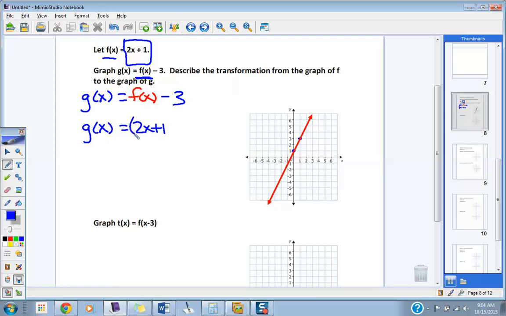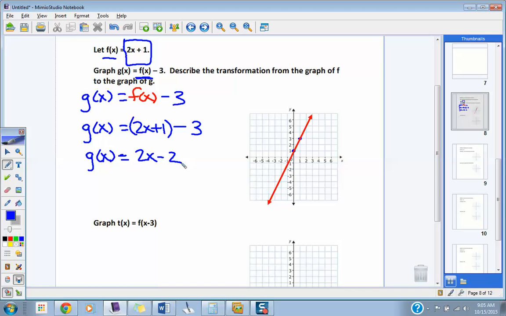1. What is this replacing again? What's this replacing though? F of x. And then to that we are going to subtract how much? 3. Subtract a 3. All right, g of x is really the same as 2x. What's the plus 1 and minus 3 going to combine to? Minus 2.